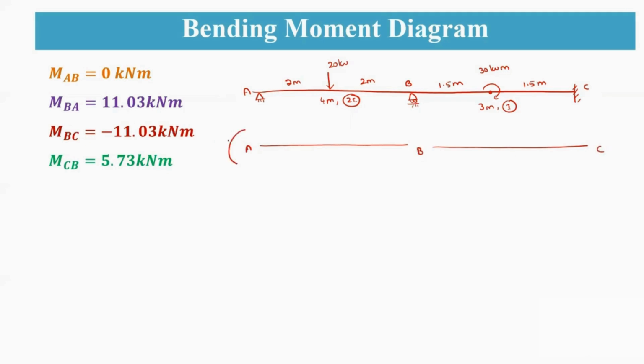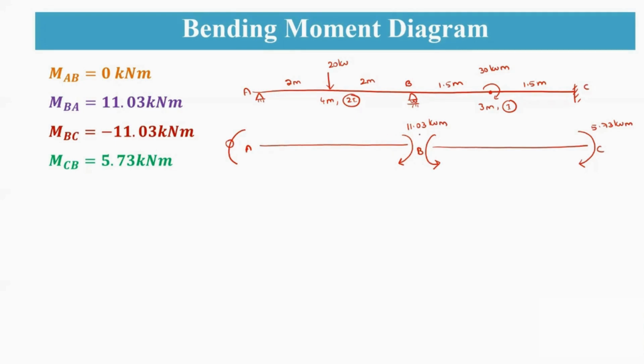The AB moment we got as 0. The BA moment is positive, clockwise, and the BC moment is negative, anticlockwise, which is 11.03 kilonewton meter. And the CB moment is again positive, clockwise, that is 5.73 kilonewton meter. So now, what will be your bending moment diagram? These are the final end moments.